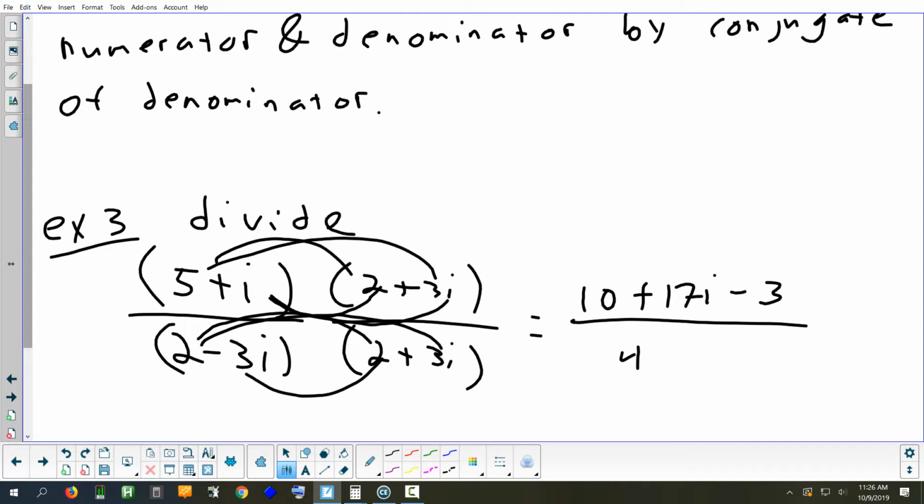13. Now that's not standard form. Standard form should have a real part and an imaginary part separate. It's very easy to change that to standard form. There's your real part, 7/13. Imaginary part, 17/13. So if they ask for it in standard form, you do have to do that last step. Just separate it into 2.